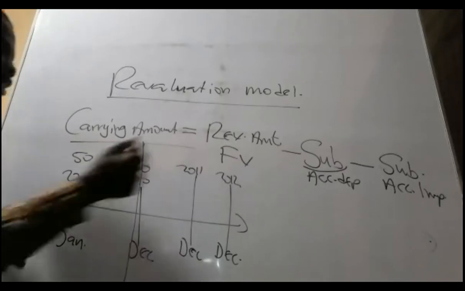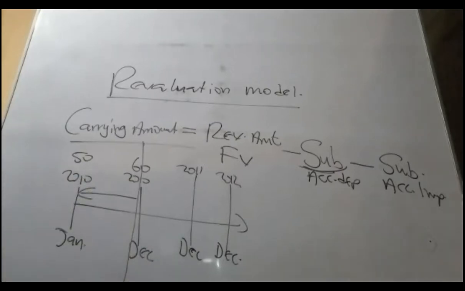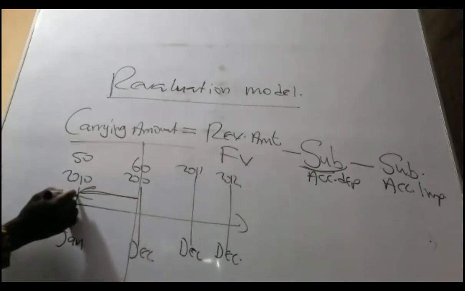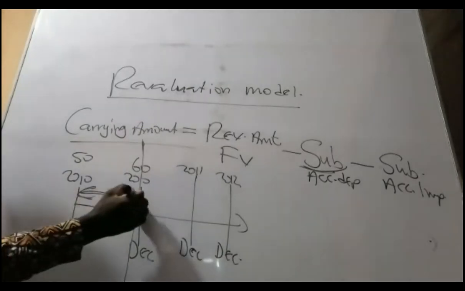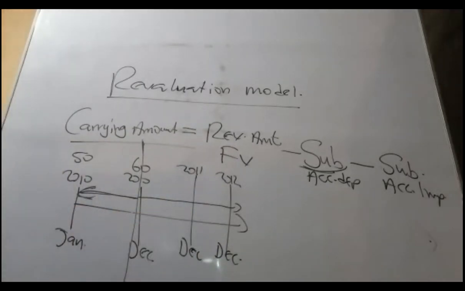So that's why we use the word subsequent, because any depreciation charge before the revaluation must be cancelled. So from here coming, any depreciation charge before the valuation will be what? Cancelled. So the only depreciation that's left to deduct is the one that's after the valuation, from here going. That is the subsequent accumulated depreciation.